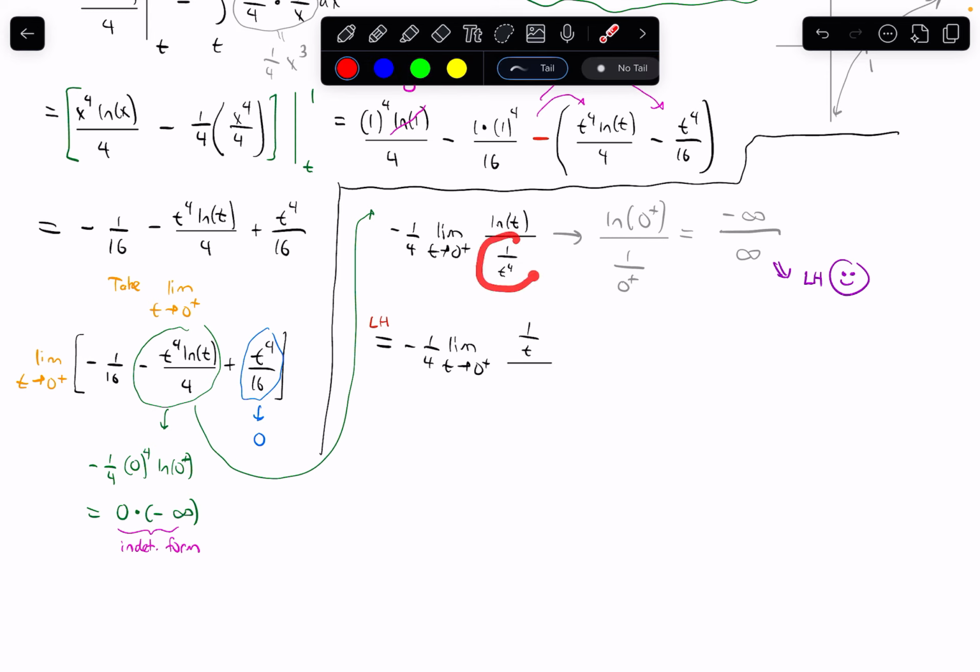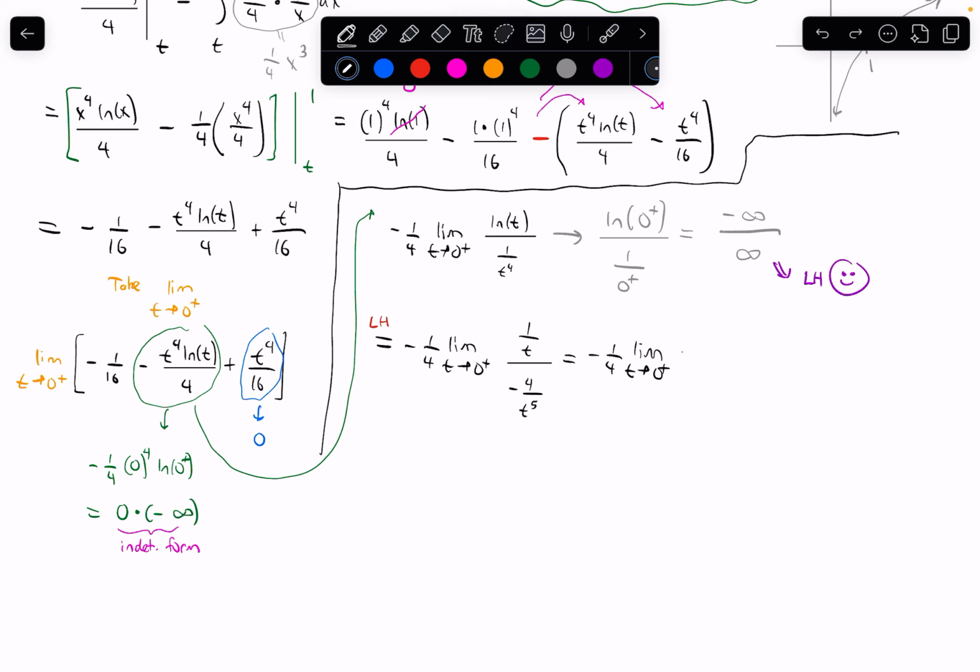On the bottom, I'm going to trust that we can do the derivative of 1 over t to the 4th. I'd have to simplify this as t to the negative 4 first and then do the derivative. But if we do that, you'll end up with minus 4 over t to the 5. Okay, so I can simplify this. I got a minus 1 over 4 in front times the limit as t approaches 0 from the right. So I'll get 1 over t multiplied by the reciprocal of this denominator fraction.